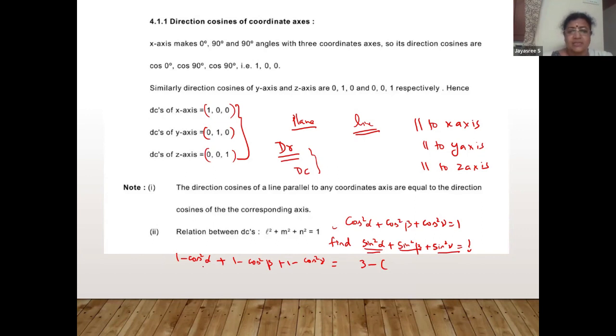Superb, sir. Here it is cos square alpha plus cos square beta plus cos square gamma equal to 1, so the answer is 2. This is one question which is not there in the reader, but it comes. Another question follows the same concept: find cos 2 alpha plus cos 2 beta plus cos 2 gamma. Would anyone like to say the procedure? I will write it: cos 2 alpha, cos 2 beta, cos 2 gamma.